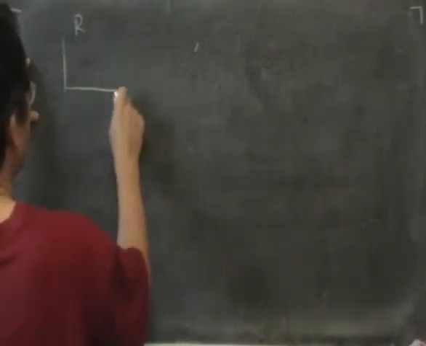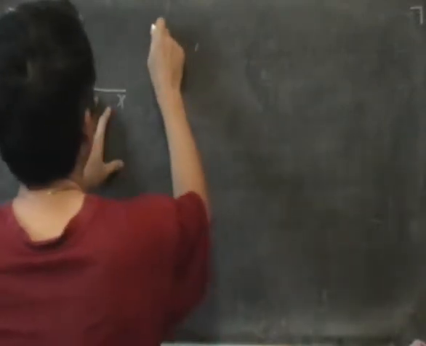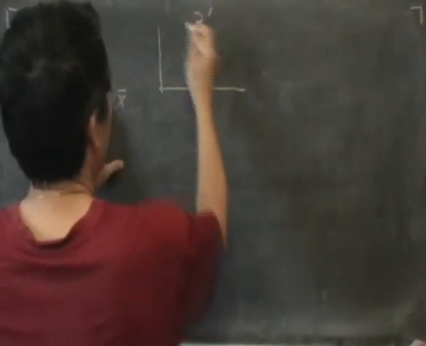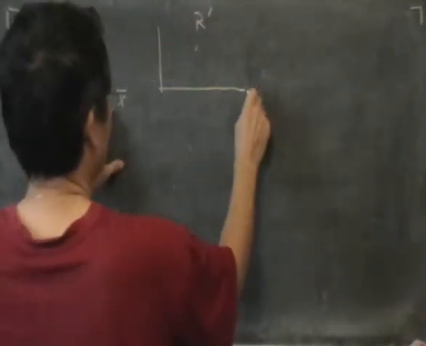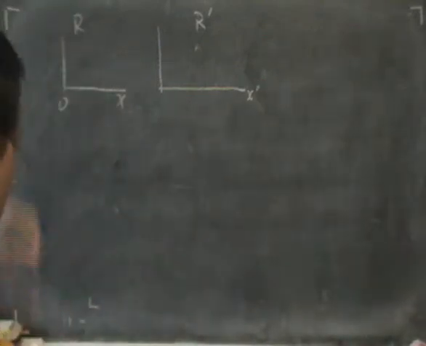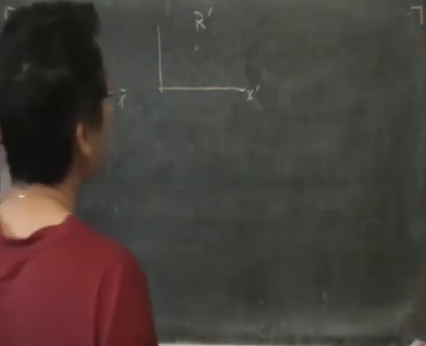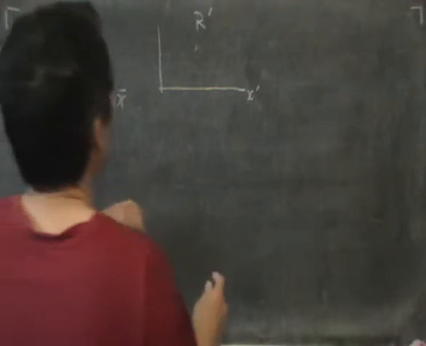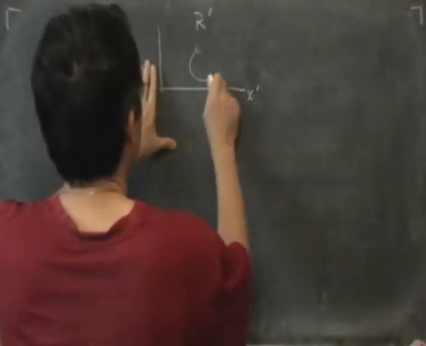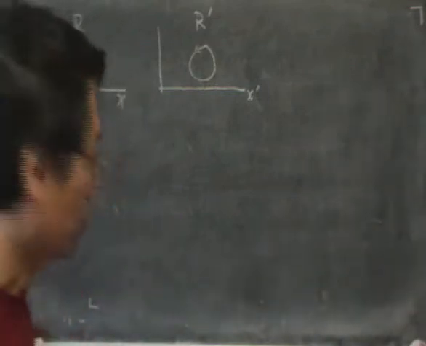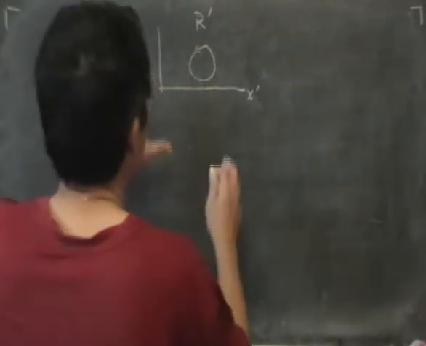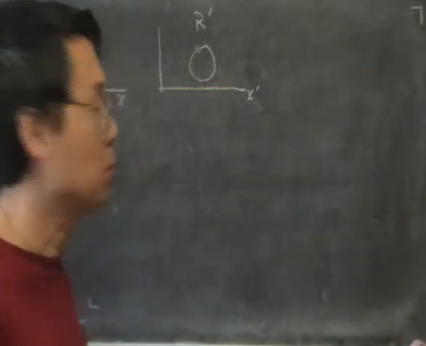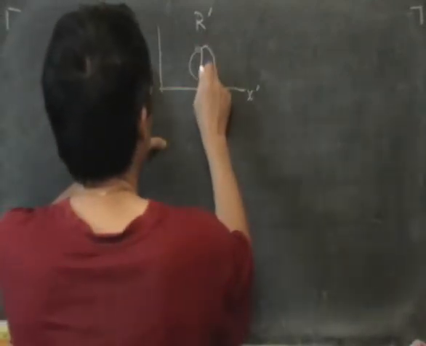R, X there, origin there, and another frame or observer moving relative to the first one. Okay, so in this moving frame, let's say there is a clock. Now let's say it's not a digital clock, it's the old type of clock with hands on it.